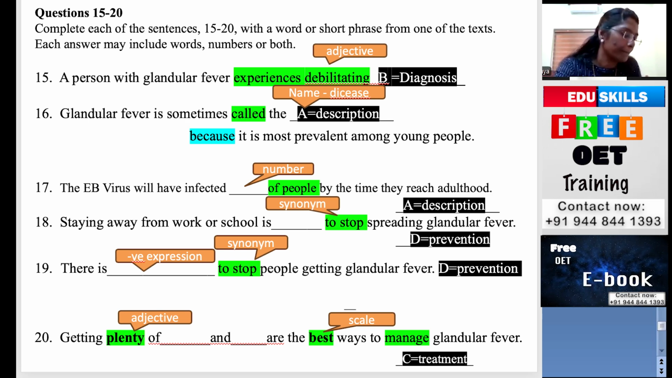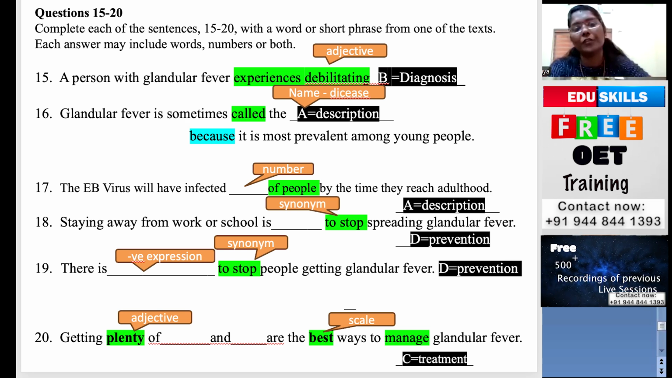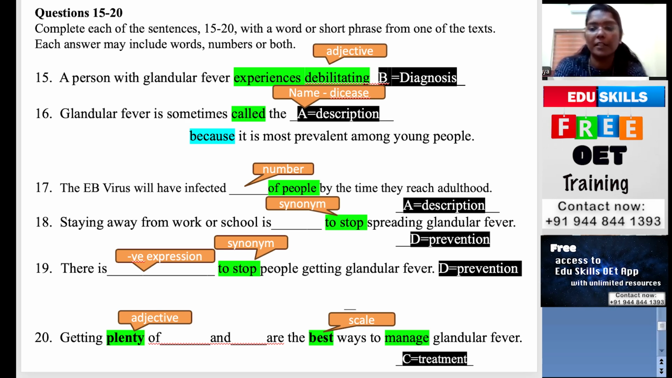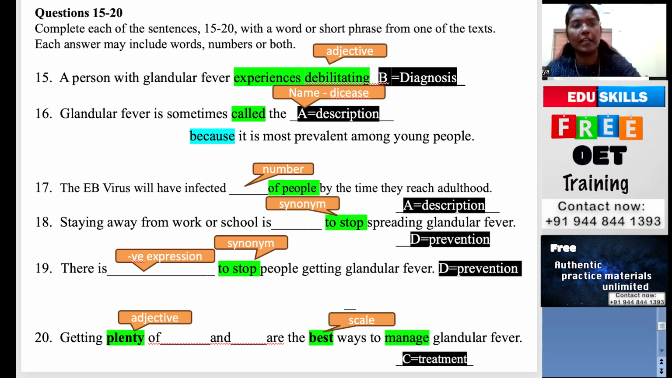Then the 19th question: there is dash to stop people getting glandular fever. Because of the negative expression, we have already underlined no vaccine. So our answer is no vaccine. We have to write no vaccine. Okay, thank you. I hope all of you have understood about glandular fever.